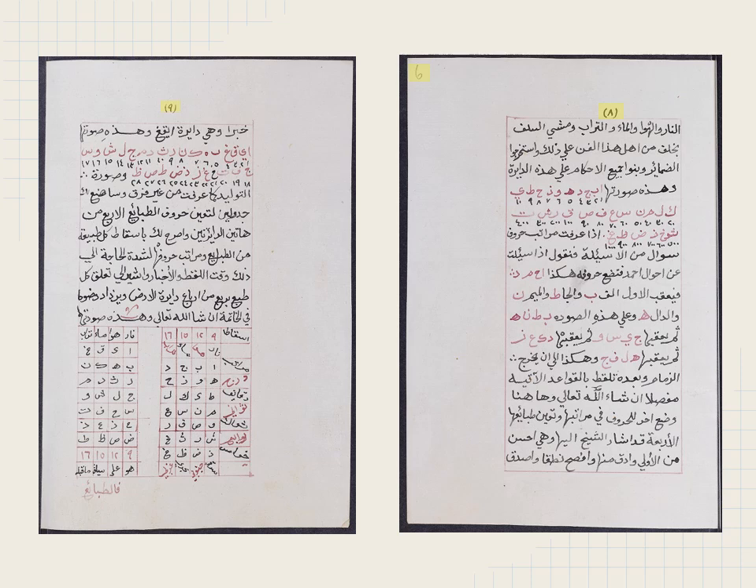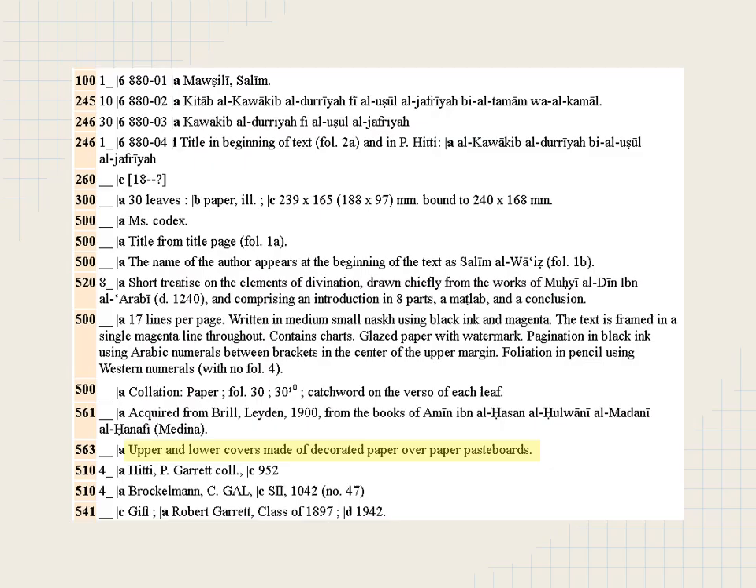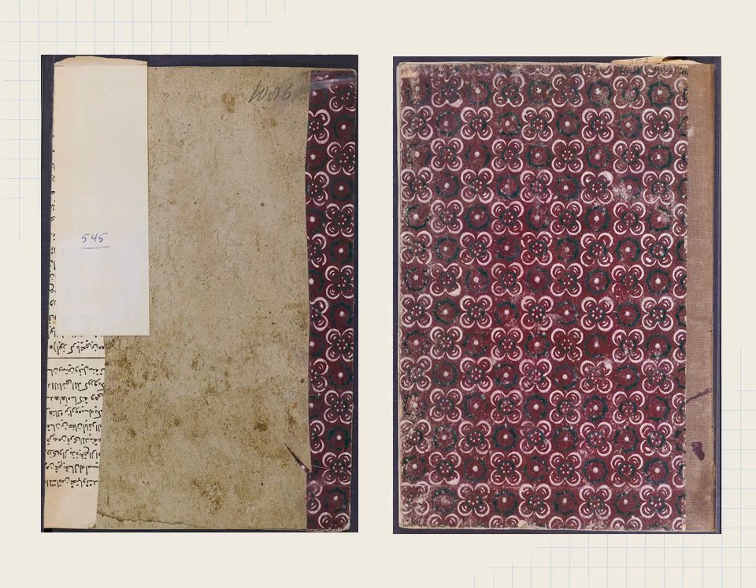Other physical characteristics include the use of rubrication for keywords, illustrations, and the text border, Naskh script, and illustrations in the form of charts. The form of the manuscript is recorded as codex, and the text has 17 lines per page. Here the element pertaining to the binding has been highlighted. This manuscript has a simple binding consisting of decorated paper over pasteboards with a cloth spine.